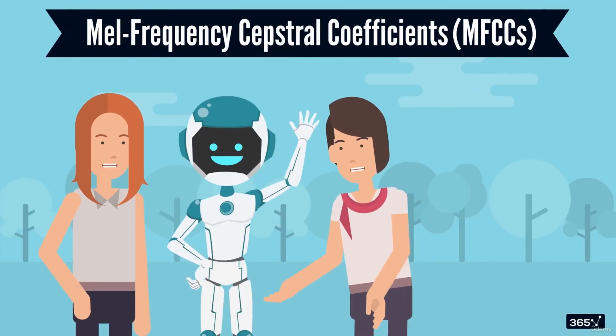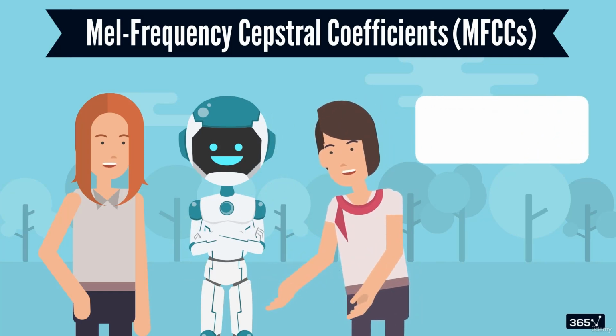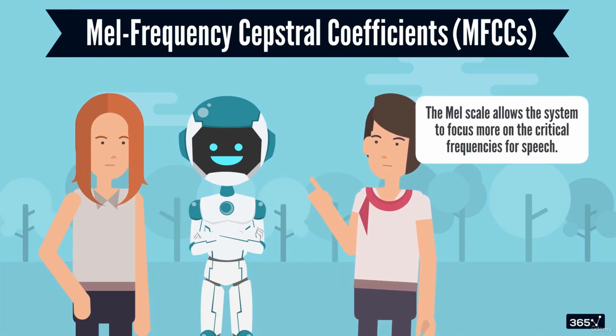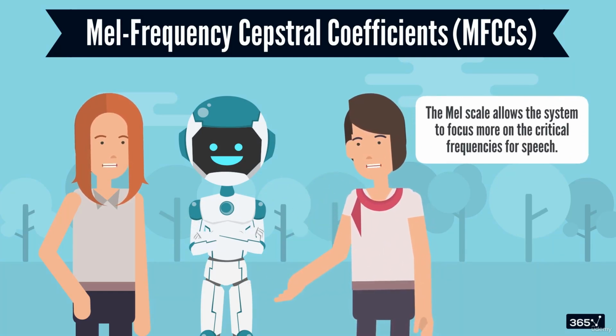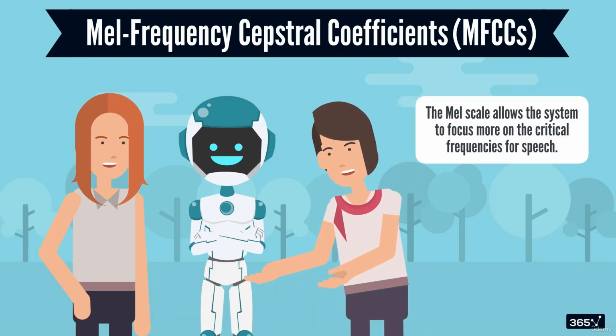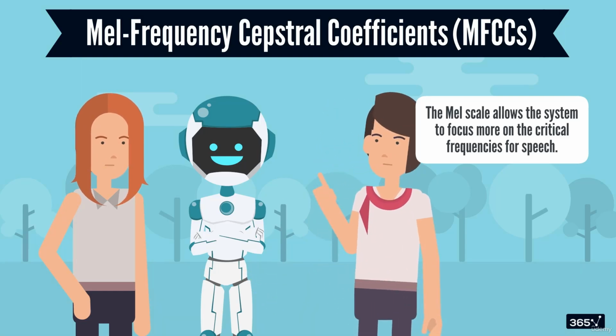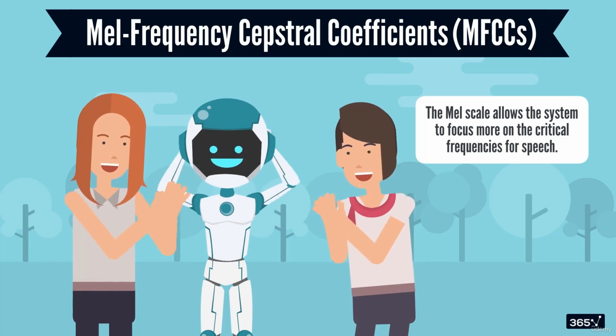MFCCs help a computer do the same thing. The Mel scale allows the system to focus more on the critical frequencies for speech, just like your ears do when listening to someone talk. This helps the computer recognize and understand speech more effectively.